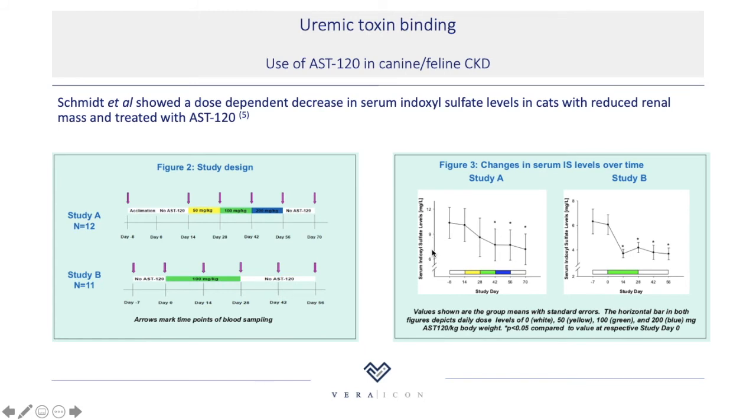So here we can see the serum indoxyl sulfate concentration for study A, study B. And what we can see is that once we add in a small amount of AST, 50 milligrams, serum indoxyl sulfate concentrations are going down. When we add in more, concentrations are going down even more. But this is staying stable when we double the dose from 100 to 200. So probably 100 milligrams per kilogram is the right dose for AST120. And when we look at study B, we can actually see this happening again. So adding in 100 milligrams per kilogram effectively reduces indoxyl sulfate in the blood of these cats.